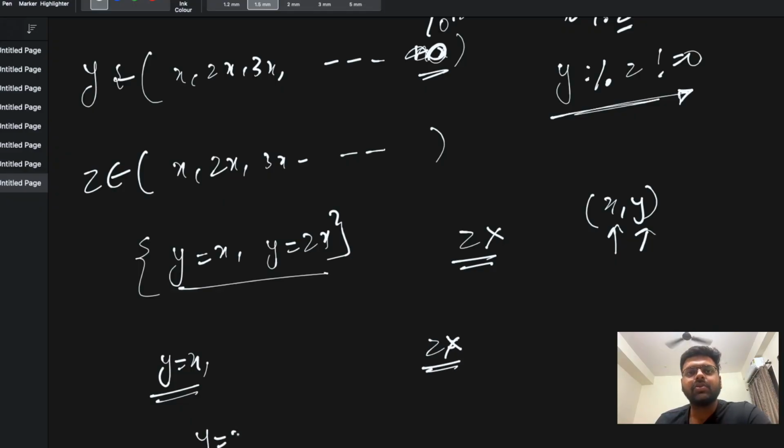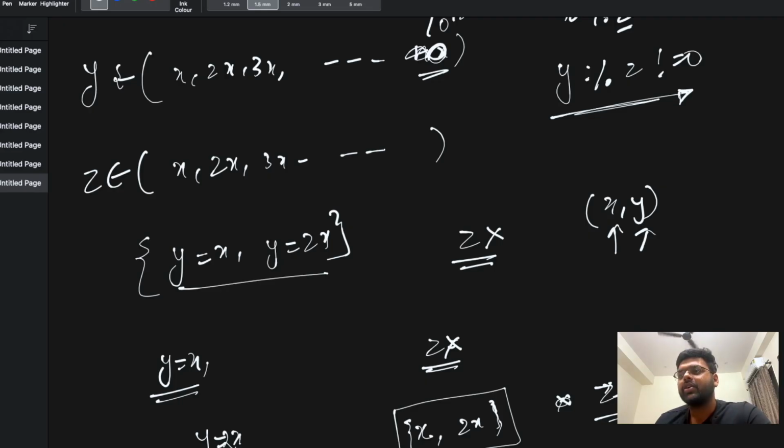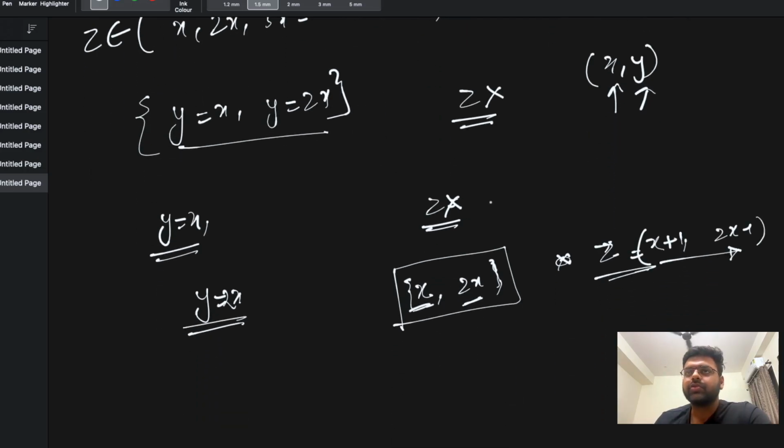Now if y is equal to 2x, z would be in the range from x to 2x. In between the range of x to 2x, there won't be any z which is divisible by x. Why is that? Because the range would be from x plus 1 till 2x minus 1, and I cannot find any value in that range which would be divisible by x. So that case is also false.